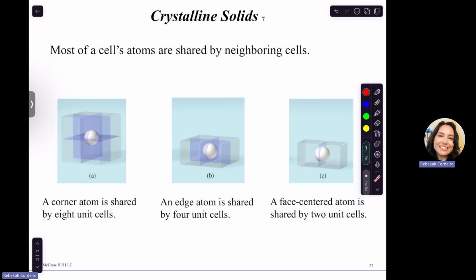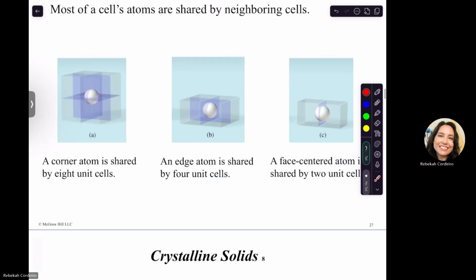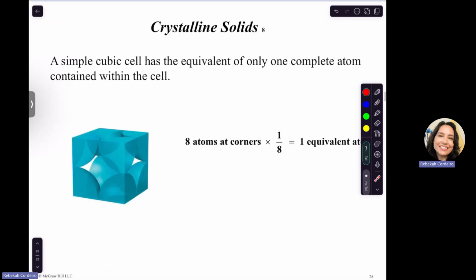Most of the cell's atoms are actually shared by the neighboring cells. If you are on a corner, you're shared by 8 different unit cells because we stack them on top of each other. If you're on an edge, you're shared by 4 different cells, and if you're on a face, you're shared by 2. So if we want to count how many complete atoms we have in each unit cell, we have to take what kind it is and how many other cells it's being shared by and divide by that number.